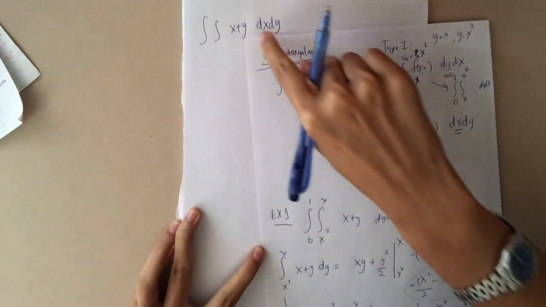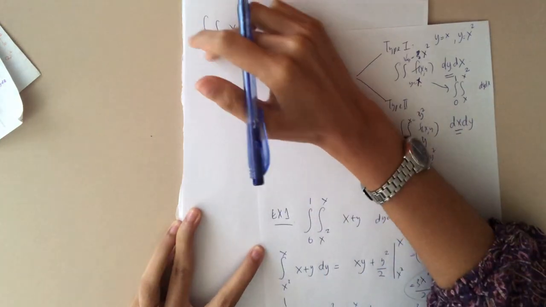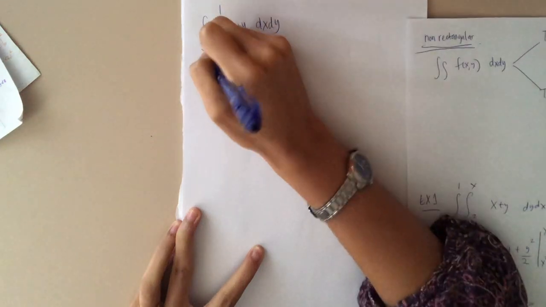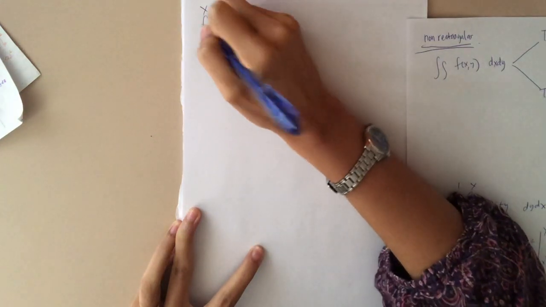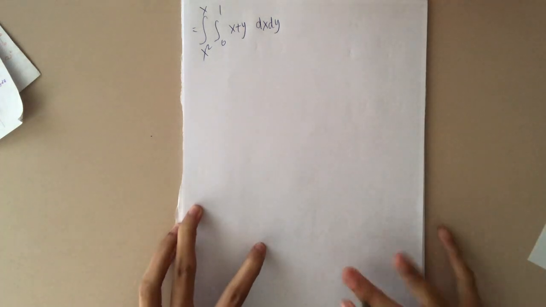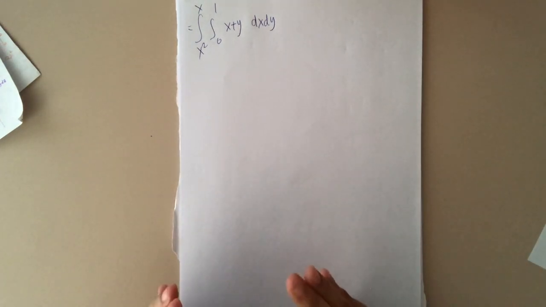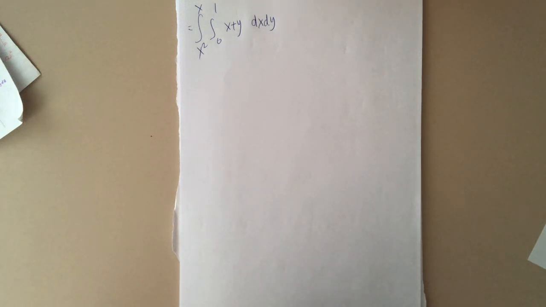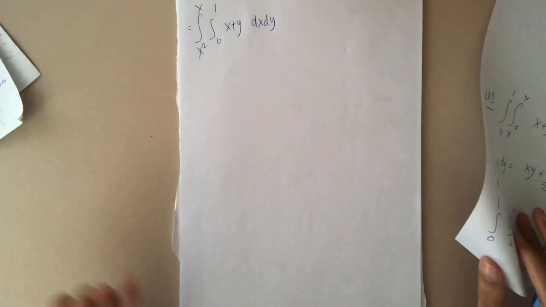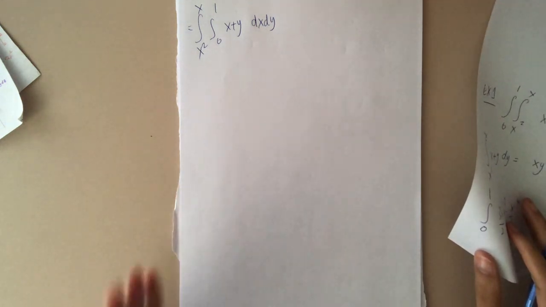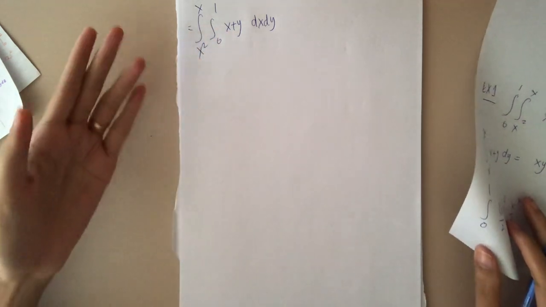But if you have dx dy, that means you will also interchange the limit. So the limit now would be 0, 1 and x squared, x. Now I want you to spot something here. Is this equation correct or not? If you compare with the rectangular case, most of you will answer it is correct. We just interchange dx dy and of course interchange the limit.